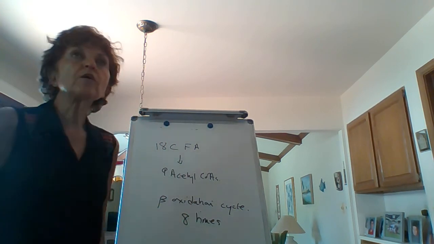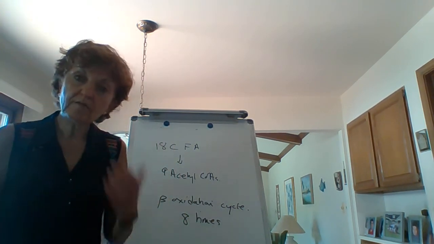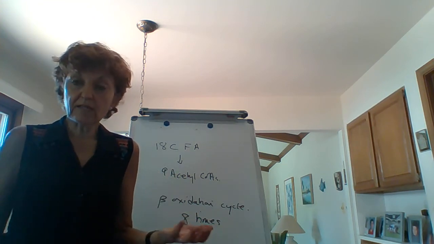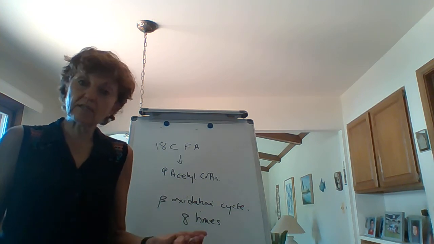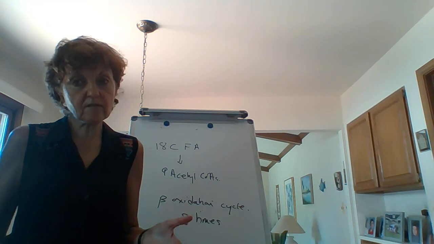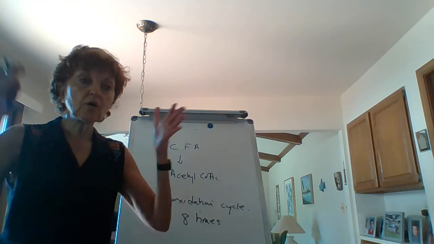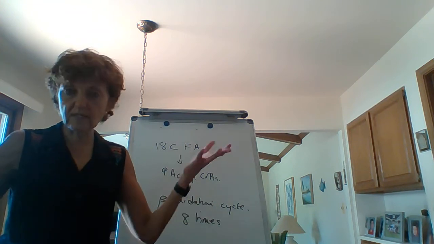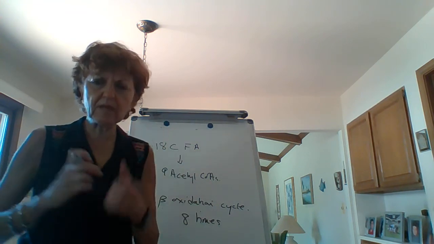Okay, so if it was a 16 carbon fatty acid, like for example palmitic acid, how many acetyl-CoAs do you get? You get 8 acetyl-CoAs. But how many cycles do you have to go through? Only 7, because in the last cycle, when it's a 4 carbon, you chop it in half and you end up with 2 acetyl-CoAs. Hope that makes sense.